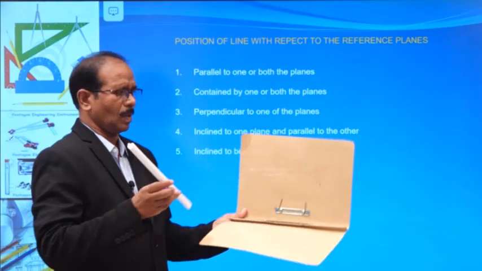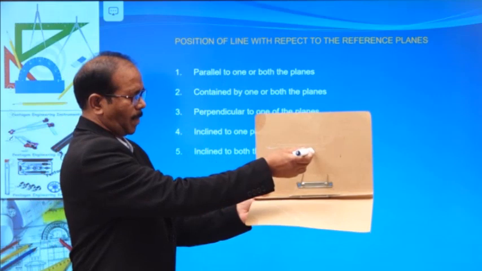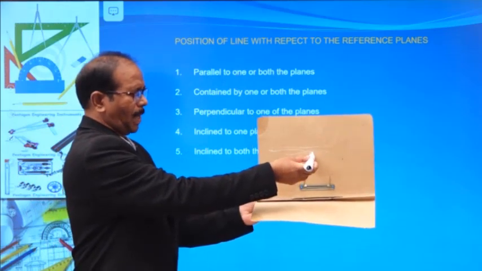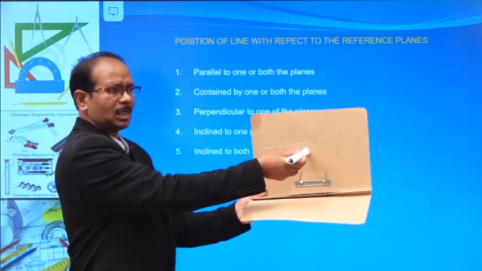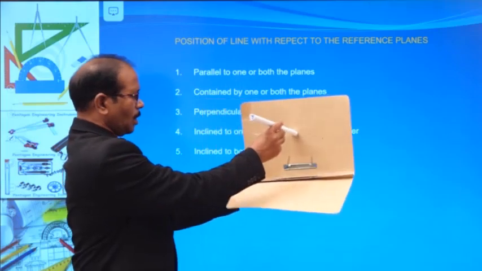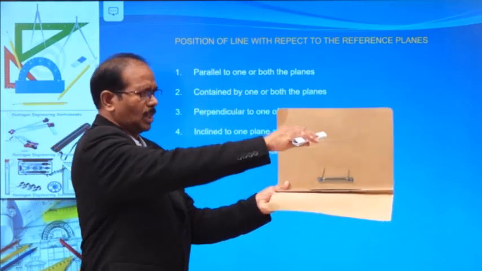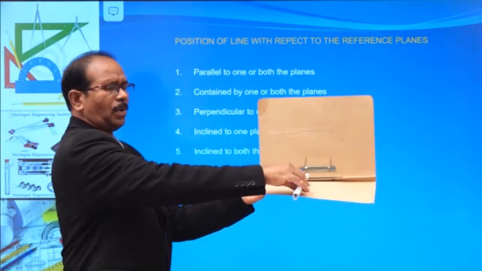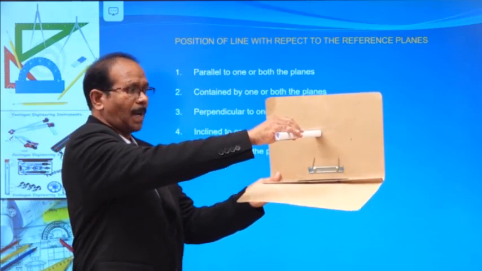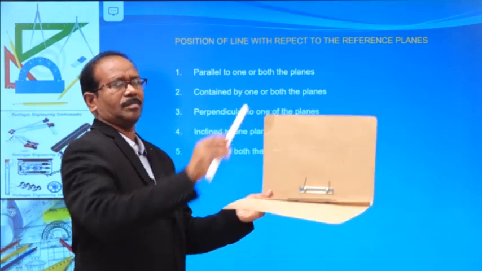In a similar way, let us assume one more position: perpendicular to vertical plane, parallel to horizontal plane. Let's see the front view. The front view is a point, the top view is a line, open the line. So this is the position. Now this is the top view, and the front view is the point. This position is perpendicular to vertical plane, parallel to horizontal plane.